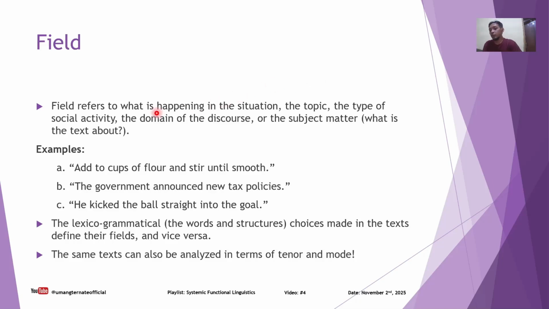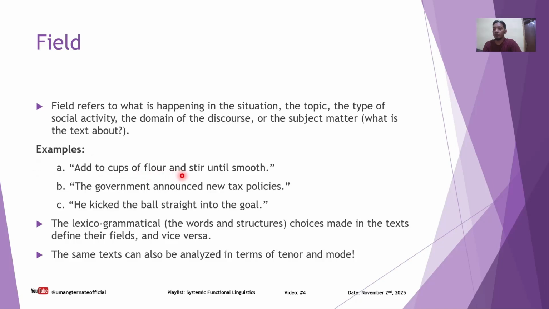Field refers to what is happening in the situation, the topic, the type of social activity, the domain of the discourse, or the subject matter. They answer the question, what is the text about? So that is the question, what is the text about? And the answer will be the field. Okay. Now let's take a look at these examples.